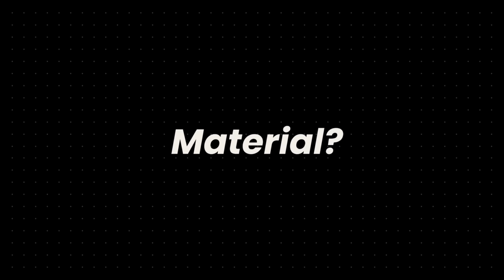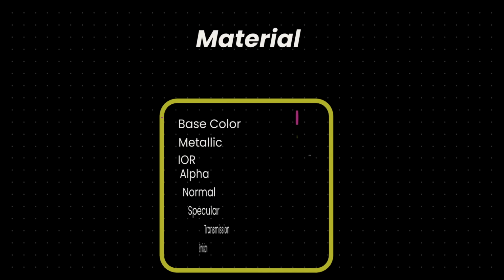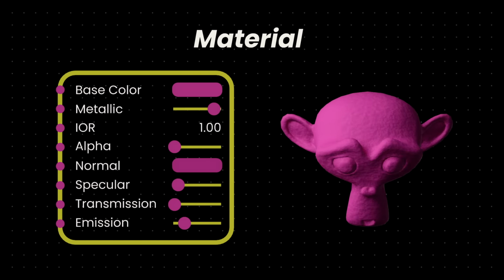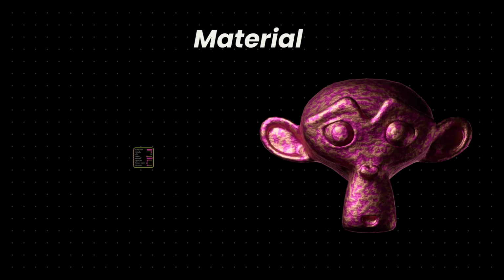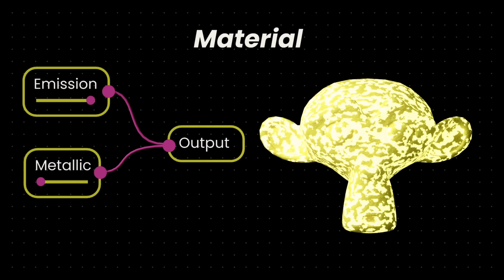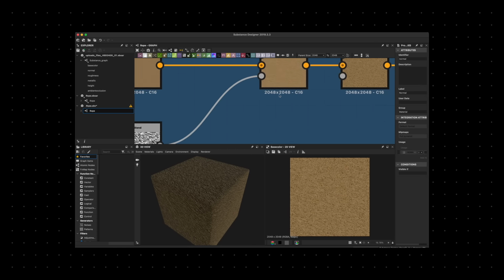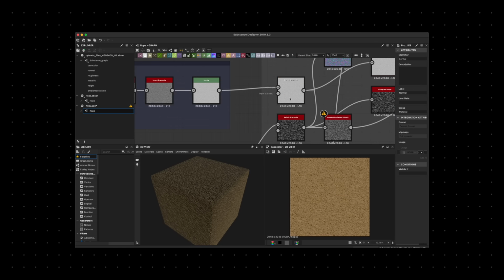What is a material? Well, in short, it's what gives your 3D models color and texture. You can think of a material as a list of properties telling your 3D program how your 3D model should look. There's countless ways of creating materials: by changing values in a menu, making it with nodes, coding it from scratch, or by using external software specialized for materials like Substance Designer.